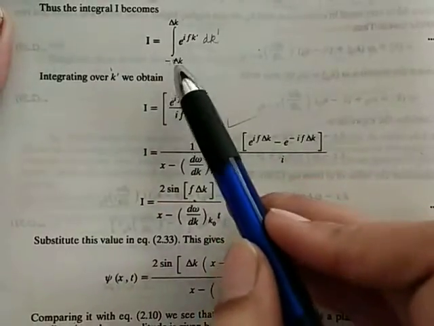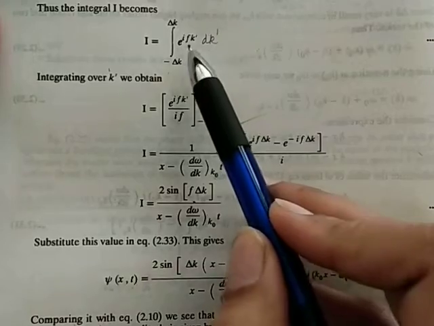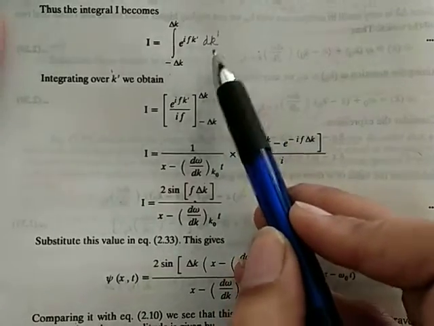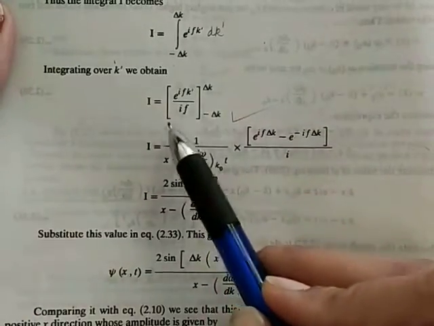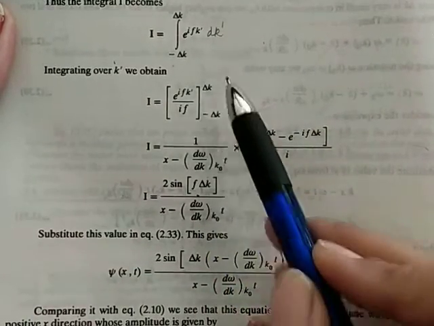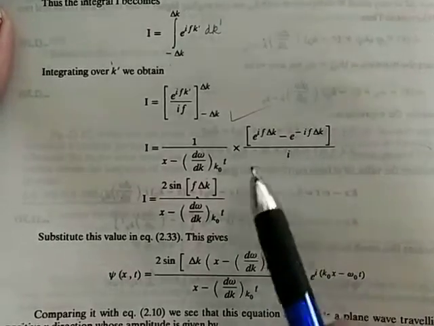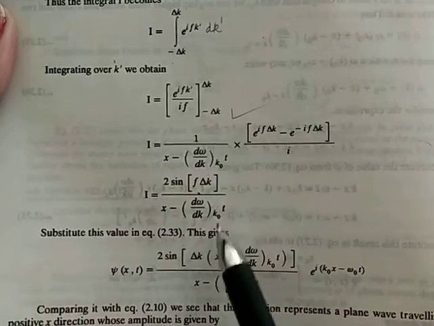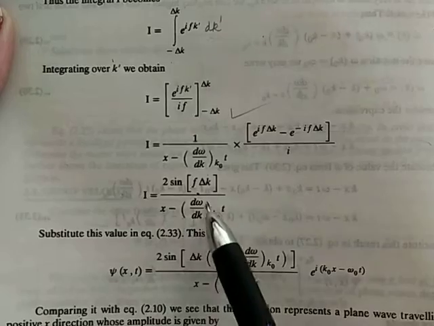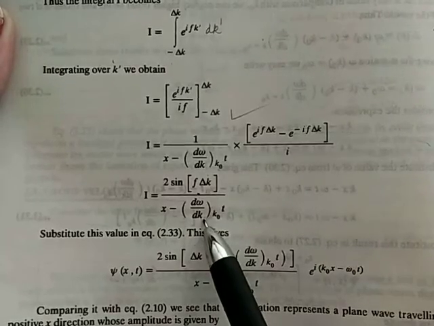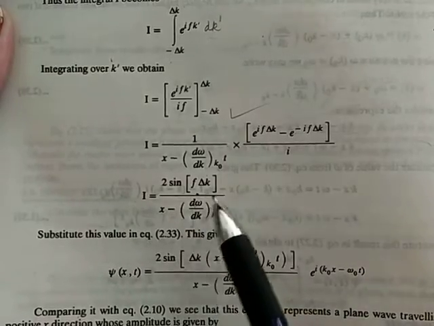We are solving the integral from minus delta k to delta k of e raised to power iota f k dash with respect to k dash. So this is dk dash, and if we integrate it, we will get this value, and after filling the lower and upper limits, we convert this into a sine function. So this is what we have: 2 sine f delta k by k x minus d omega by dk at k is equal to k naught multiplied by t. This is what we have got from the integration.